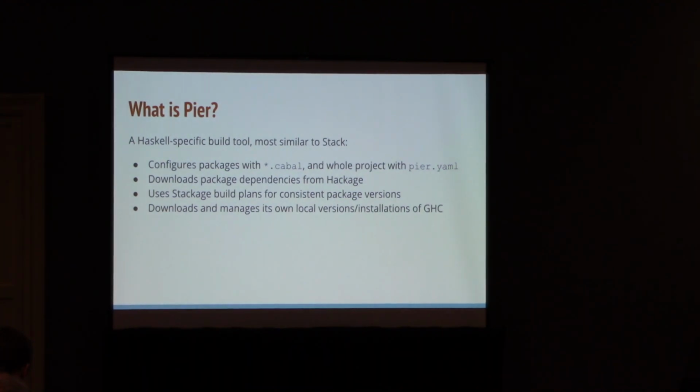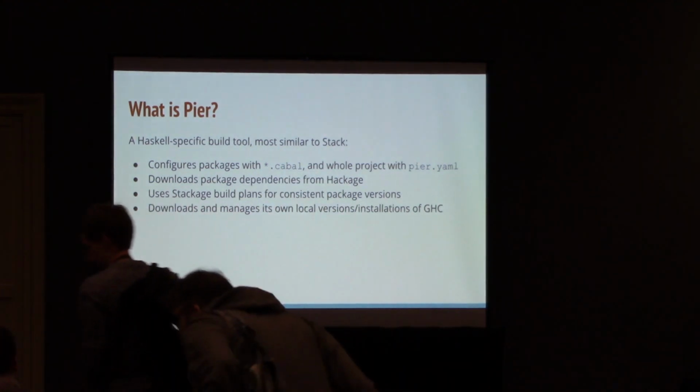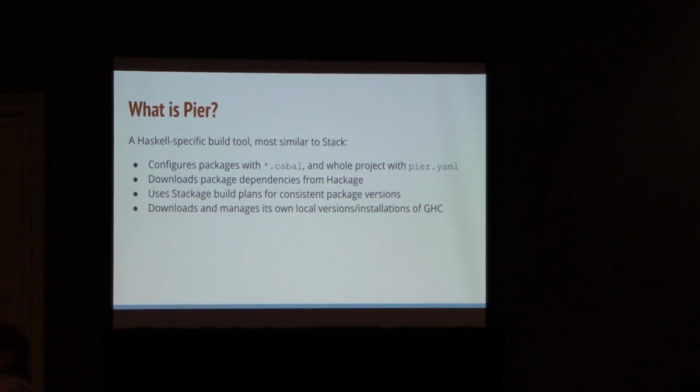So what is it? In purpose, it's most similar to Stack. Individual packages are configured with Cabal files, and the entire project is configured with a Pier.yaml file. Packages are downloaded from Hackage. It uses Stackage, just like Stack, to get the versions. Stackage has YAML files with a list of, for each package, what the version number is, and you get them to be consistent. And then Pier also downloads and maintains its own local installation of GHC and takes the version number to be consistent with the Stackage build plan.